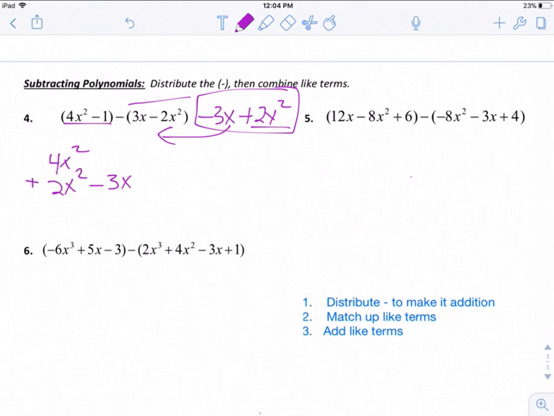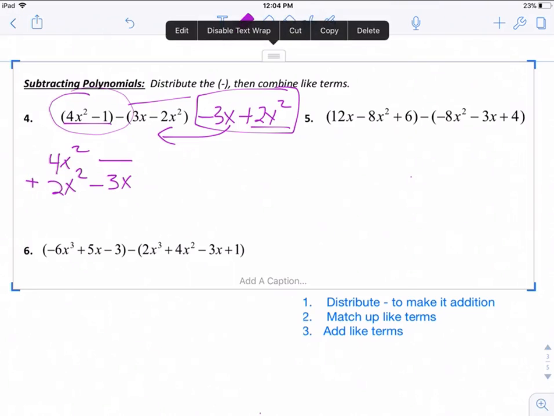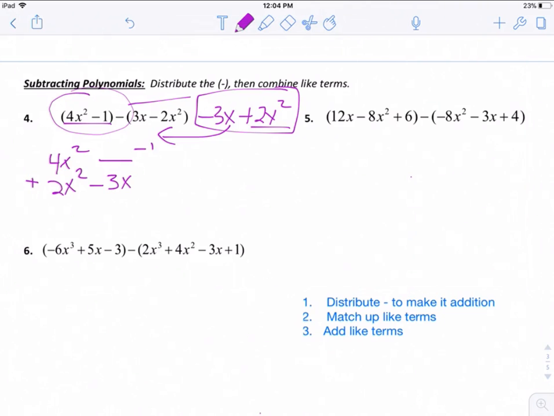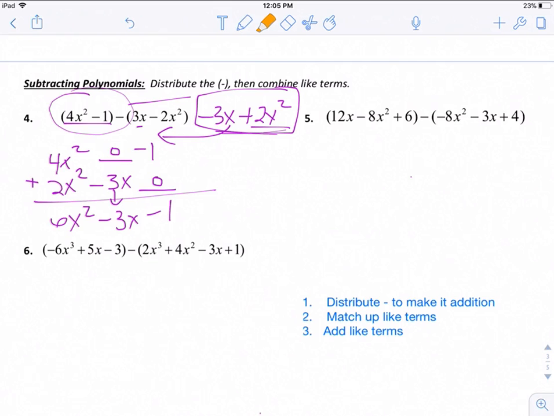Well, we don't have an x on this one, so we're just going to put a line here. However, we do have a -1, but we don't have a constant over on this one, so we're just going to put another line right here. You can even put a 0 if you want, or something like that. And then we go ahead and add our like terms. So we have 6x squared. This one just brings this down, so negative 3x, and this one brings this down to -1, and our answer is this. I know that's confusing.